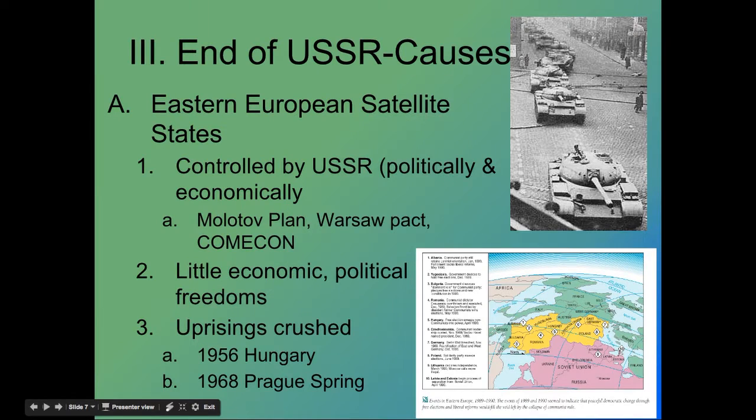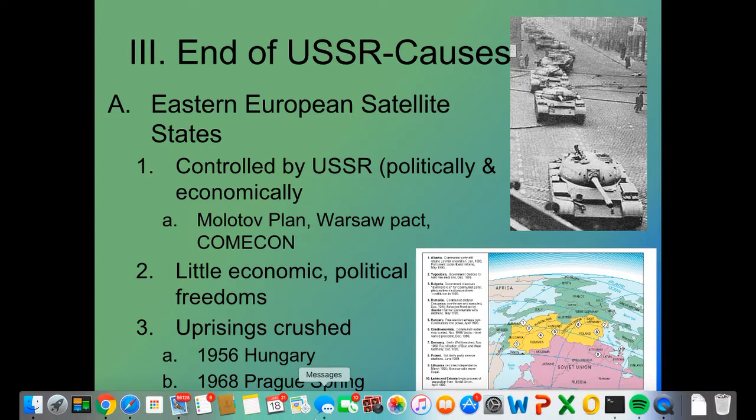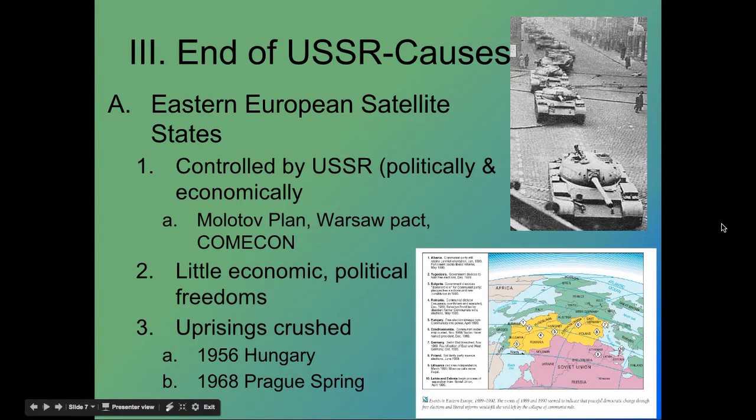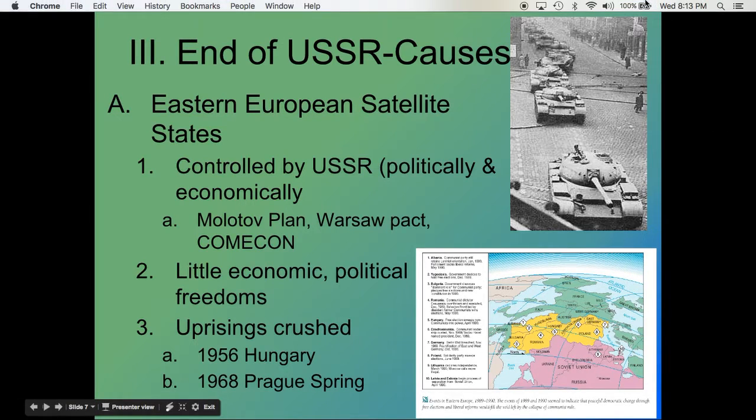All right, let's talk about the satellite states a little bit more. So as we know, they're independent nations in Eastern Europe here. They are controlled economically and politically by the Soviet Union. So if you remember way back long ago when we learned about the Molotov Plan, the Warsaw Pact, and Comecon, the Soviet Union is extending its political and economic influence over the region. Despite the fact that these are independent nations, they have little economic or political freedom, which is so sad for them.